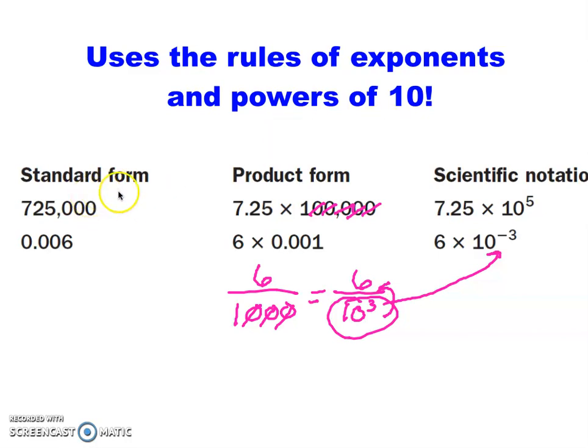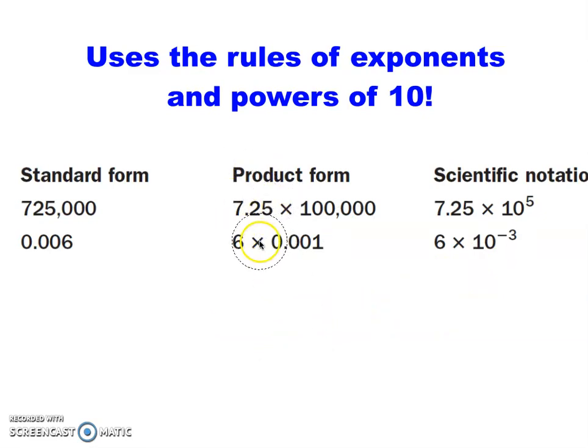So first, our standard form, 725,000. That's standard form. 0.006, or 6 1,000ths. Okay, product form. That means that product means multiply. So this is in product form. 7.25. Make it a little bigger. So I'm showing the product of two numbers here.